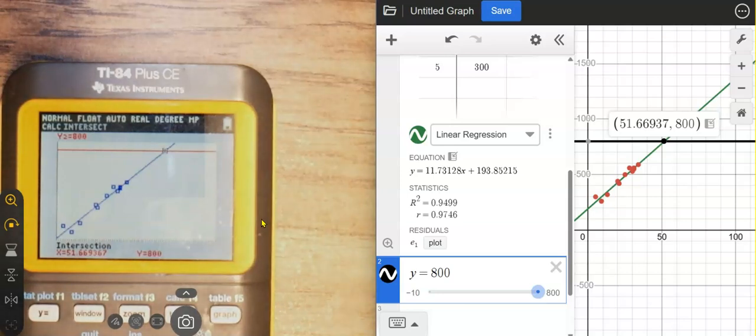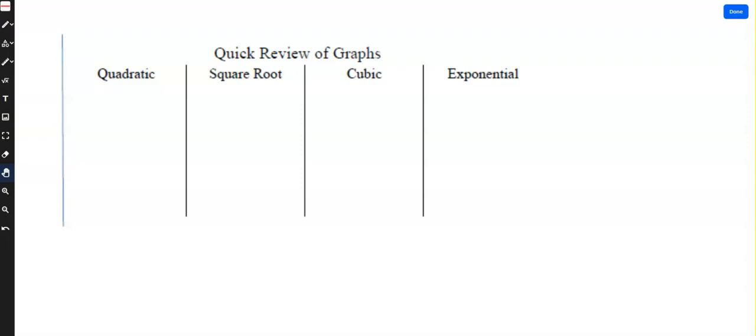Easier on Desmos? Yes, it was. Anybody got a picture of it? Oh my.